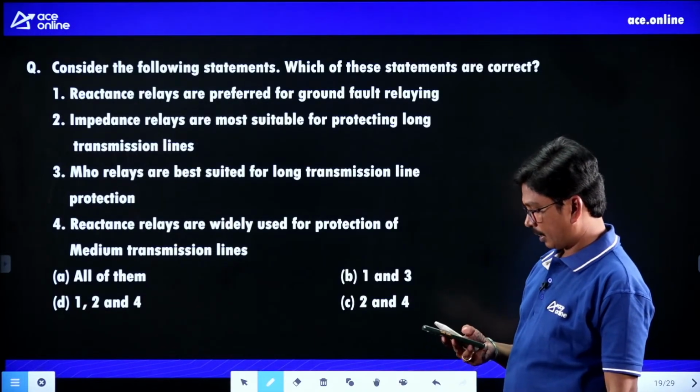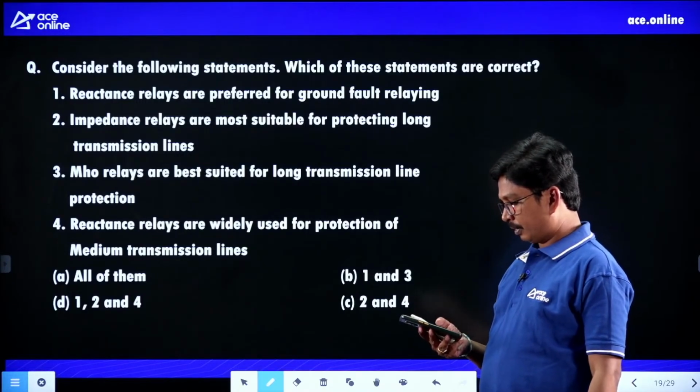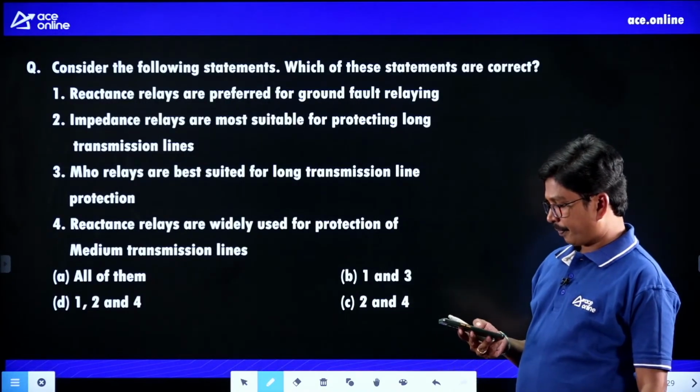Right. Bhushan, very good. Ashwini, very good. Right.